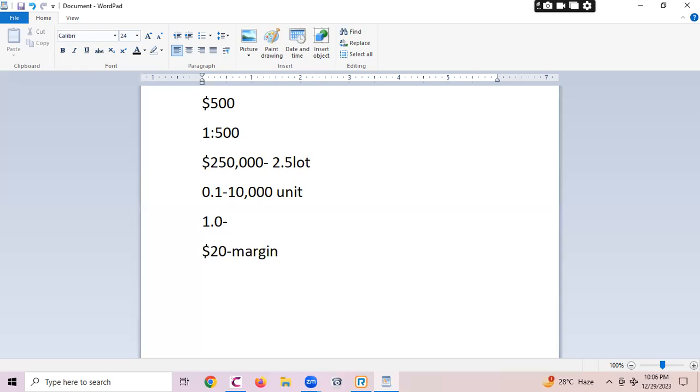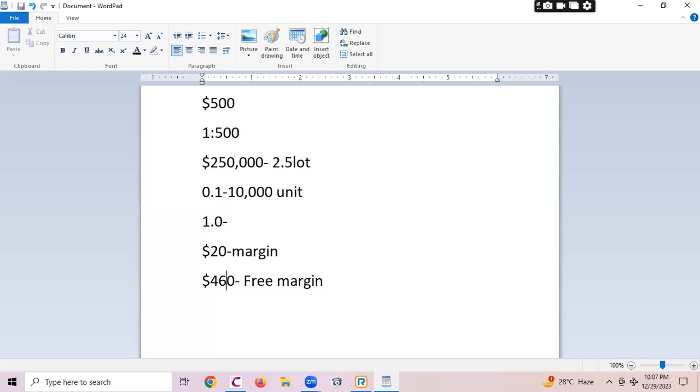So if $20 is deducted from the $500, what would you have left? $480. This is your free margin. Free margin is the amount you can still use to execute new trades. For example, if you execute another trade using 0.1, $20 will be deducted from the $480 free margin. Then it will drop to $460.